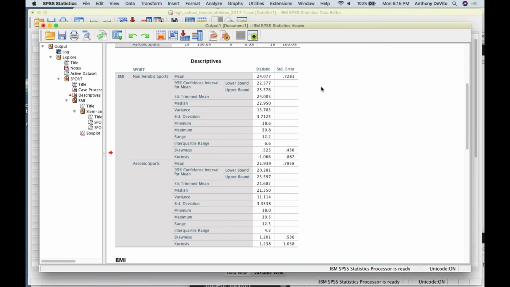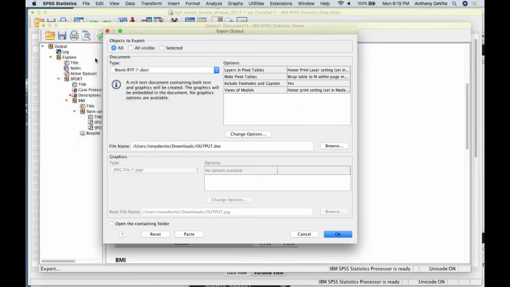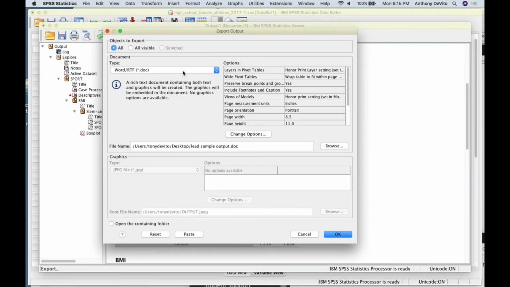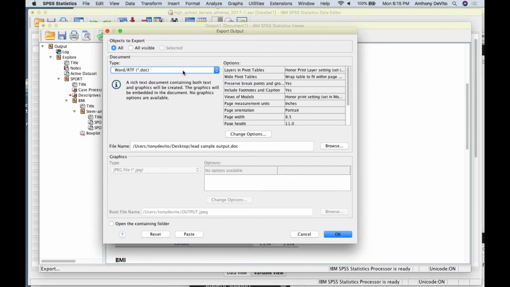So at any rate, the other thing you could do is go up here and choose Export. If you notice, the default is to save it as an RTF file. That's called a rich text file, right? And that is basically a Word document. So you could save it as a rich text file, and I think it'll preserve most of the data, the charts and graphs that you might make.